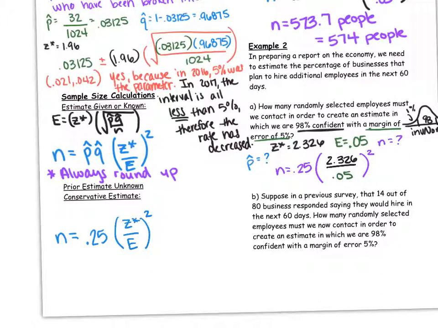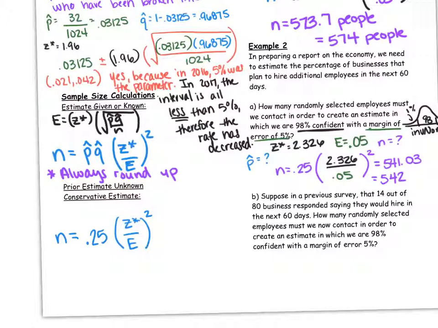What do we do first? 2.326 divided by 0.05 is 46.52. Square this, 2,164.1104, and then multiply that by 0.25. And I get this number right here, which is 541.03. What do we do to this number, though? Round it up so you get what? 542. So I need to survey 542 when p hat is not known to be within that actual error estimate.